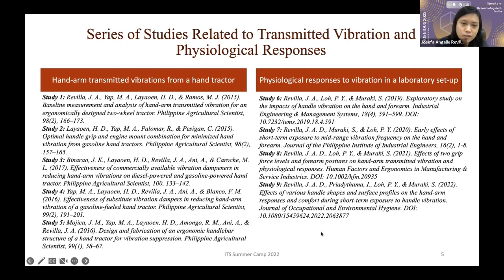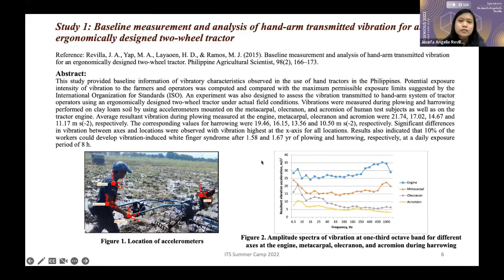Okay, so here is just the summary of our studies. Now let me give you a brief overview of each of these studies. So the very first study that we researched on is the baseline measurement and analysis of hand-arm transmitted vibration from an ergonomically designed two-wheel tractor. So this was conducted in 2015.